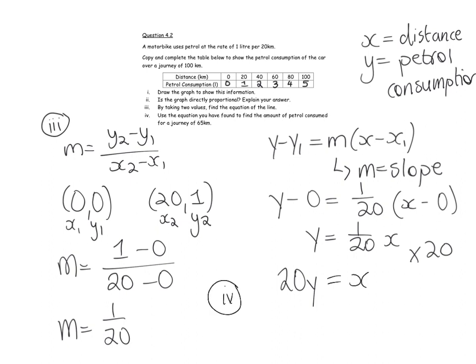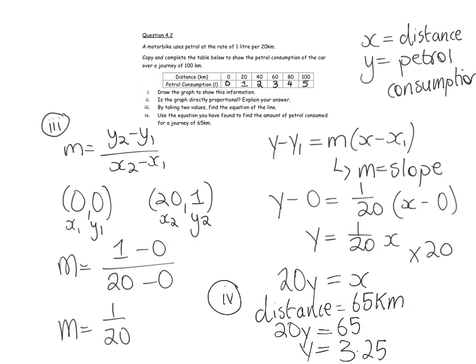So the final part, use the equation you have found to find the amount of petrol consumed for a journey of 65 kilometres. So the distance in this case is equal to 65 kilometres. We know that 20y is equal to 65, so then y in this case is going to equal 3.25 litres. And that's the end of this video.